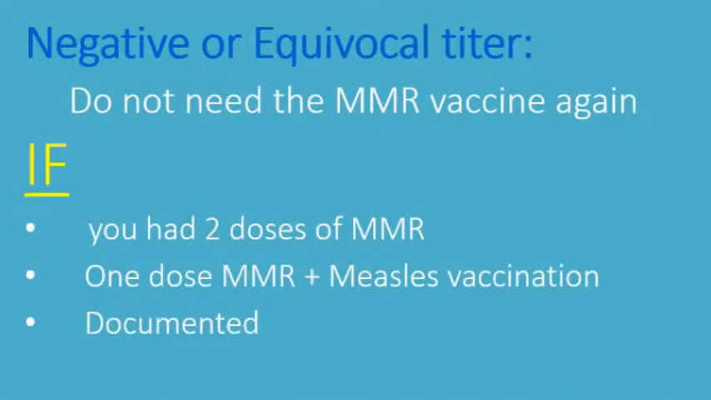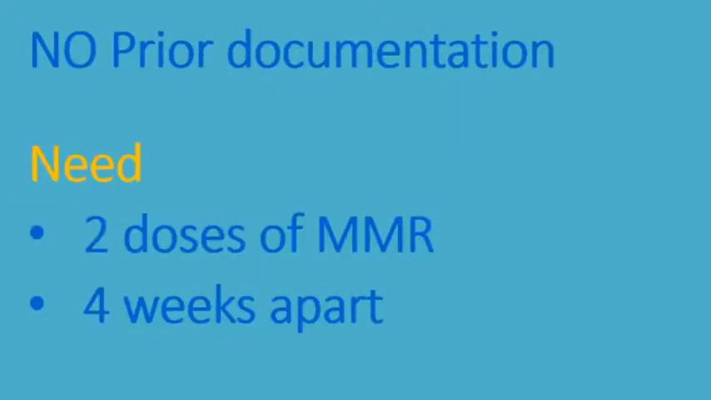For a negative or equivocal titer for measles, mumps, or rubella, you do not need the measles, mumps, rubella vaccine, the MMR vaccine, if you already had 2 doses of MMR or 1 dose of MMR plus a second dose of measles vaccine. Again, documentation. If you had no prior documentation of MMR vaccination, you will need 2 doses of MMR 4 weeks apart.